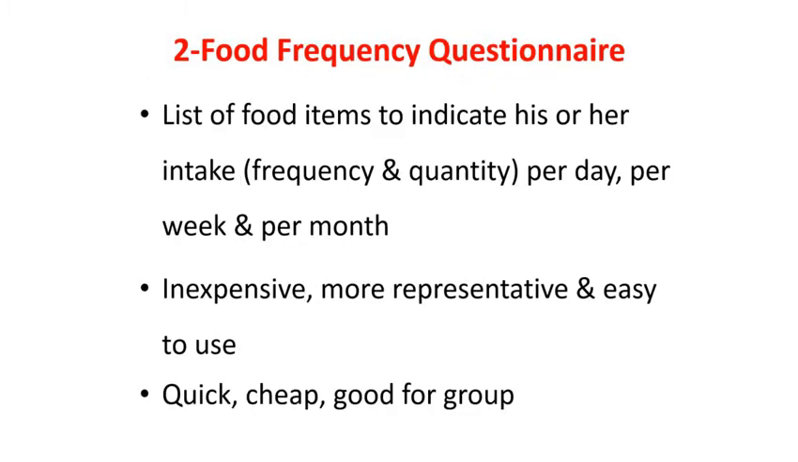Second is the food frequency questionnaire. The food frequency questionnaire provides information on dietary patterns, and this method gives information on the range of foods eaten and their frequency. In this, we have a list of food items to indicate his or her intake, frequency, and quantity per day, per week, and per month. It is also inexpensive, more representative, easy to use, quick, cheap, and good for groups.